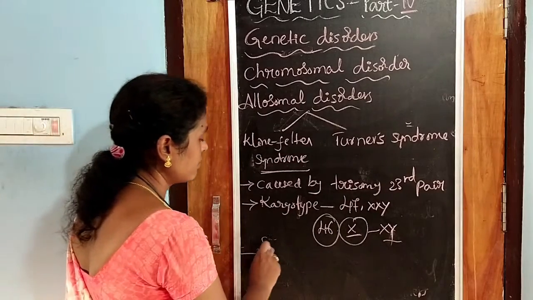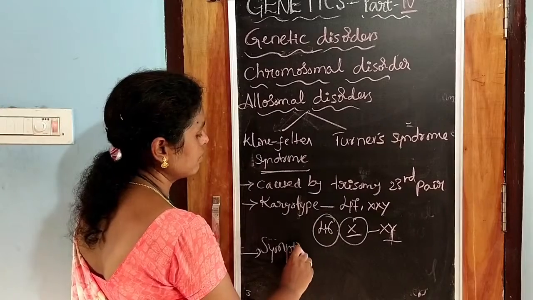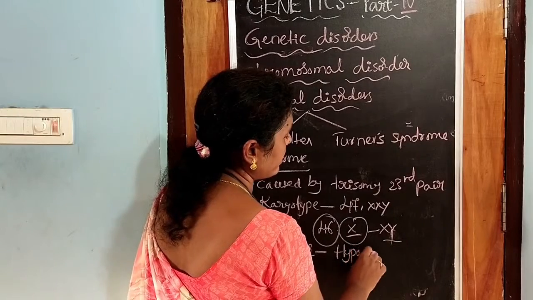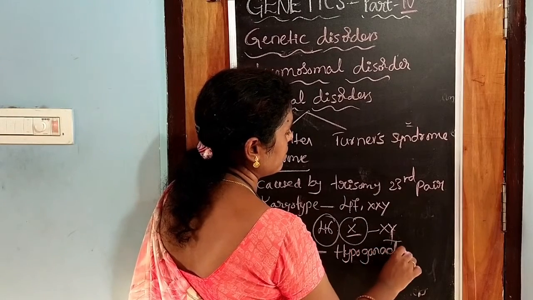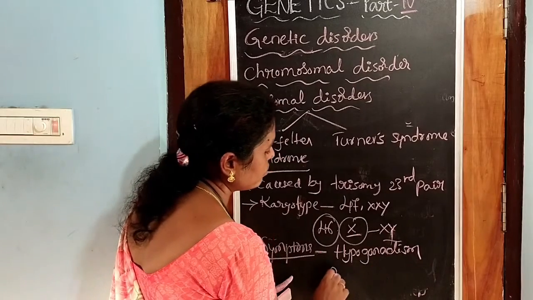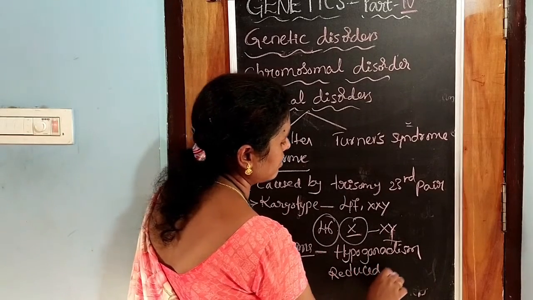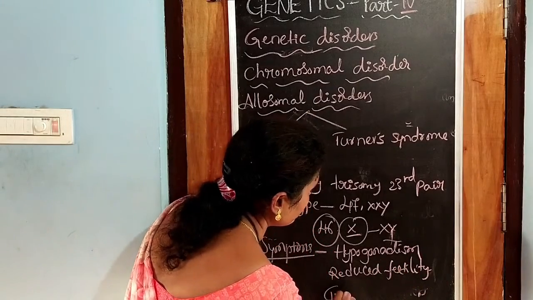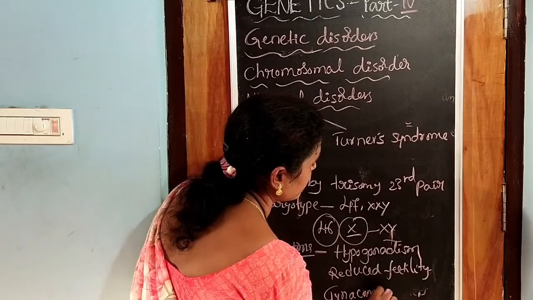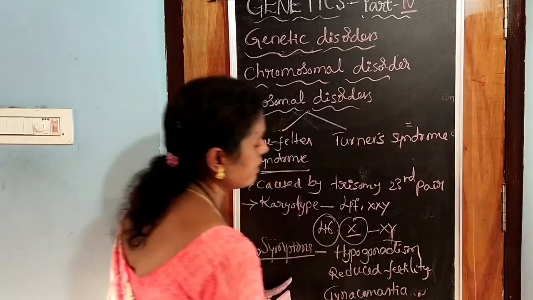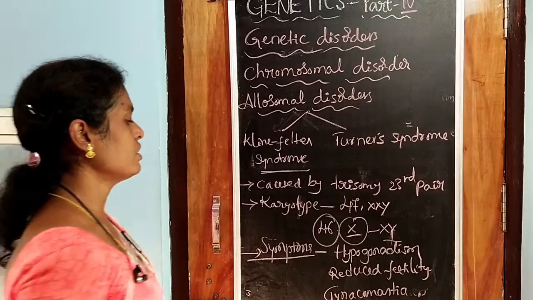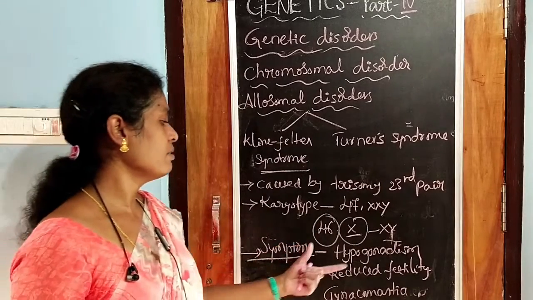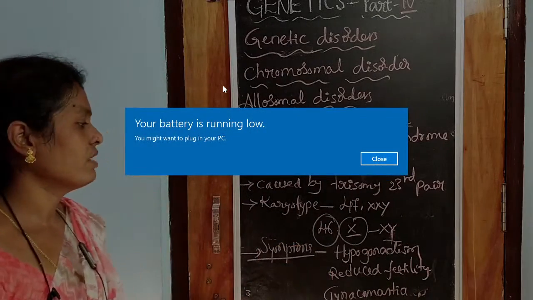So the symptoms are hypogonadism, reduced fertility, and gynecomastia. So what is gynecomastia? Slight enlargement of the breast, that condition is called gynecomastia. So these are the symptoms: hypogonadism, reduced fertility, and gynecomastia.